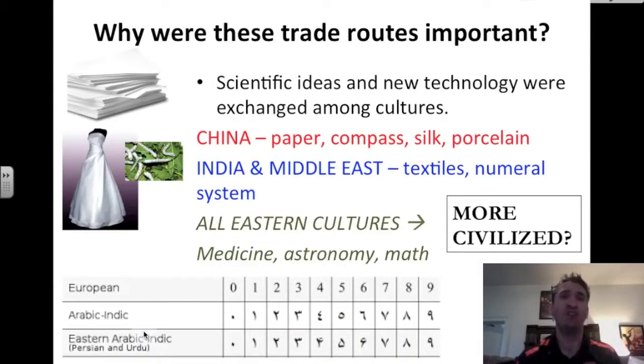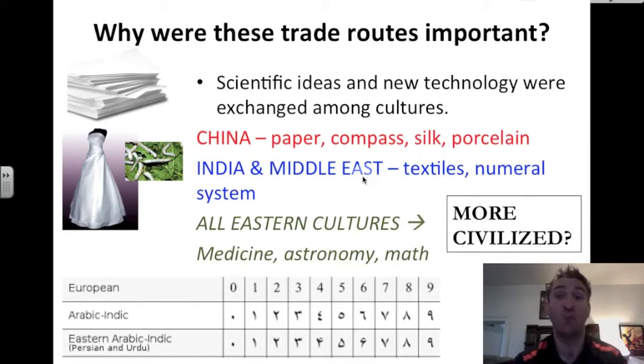Okay, why were these trade routes so important? Well, scientific ideas and new technology were exchanged among the different cultures along these trade routes. And the East provided the West with all of these new ideas. We should give the East more credit because Europe borrowed a lot of things from Eastern civilizations. Let's look at some of those things. China gave the West paper, the compass, silk, and you see a beautiful white silk dress, and the worms from which silk comes, silkworms. China also gave the West porcelain.